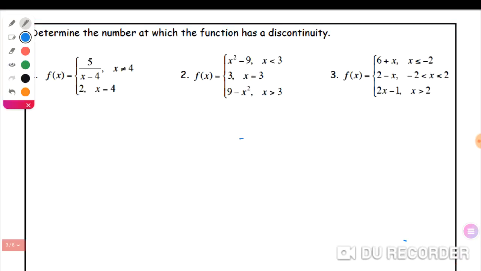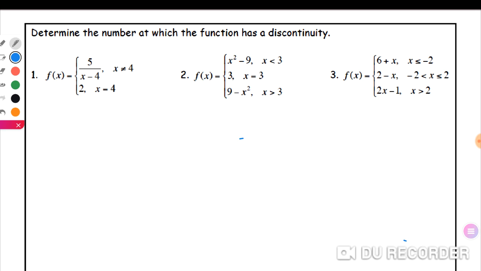I'd like to continue the lesson of continuity. In this lesson, as usual, every lesson we need some skill that we learned before, from the previous year. I'd like to know how to find the domain of any given function. Here, determine the number at which the function has a discontinuity.